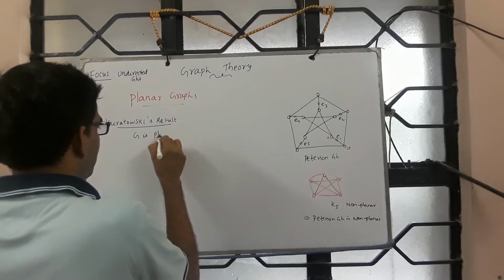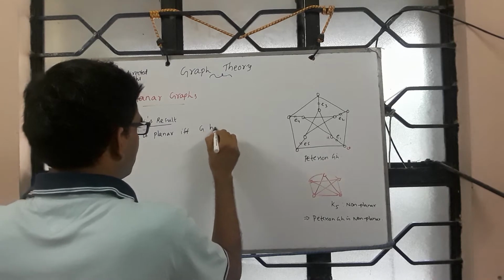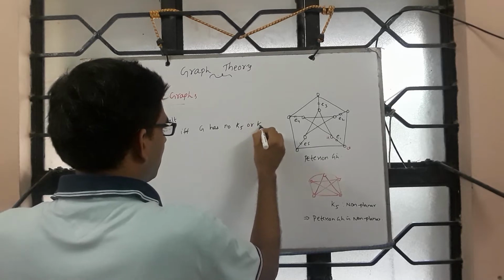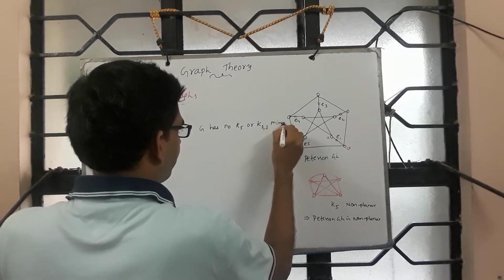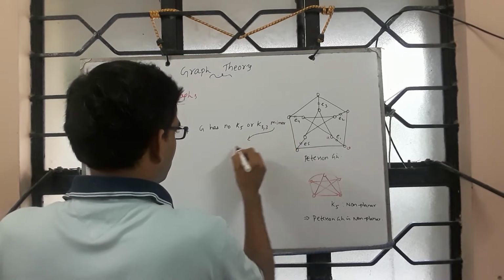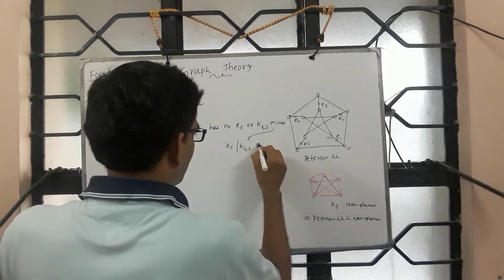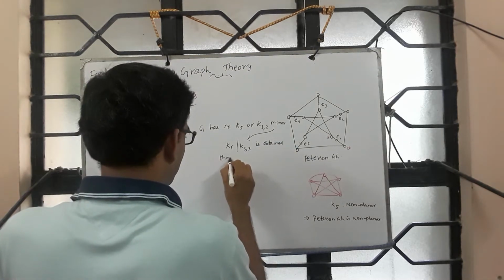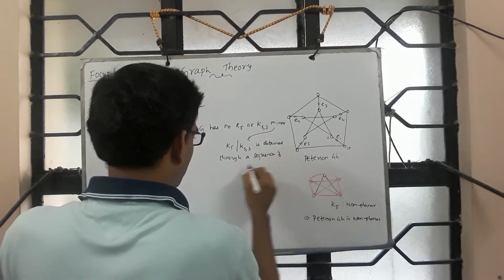G is planar if and only if G has no K5 or K33 minor. What do you mean by minor? K5 or K33 is obtained through a sequence of edge contractions.